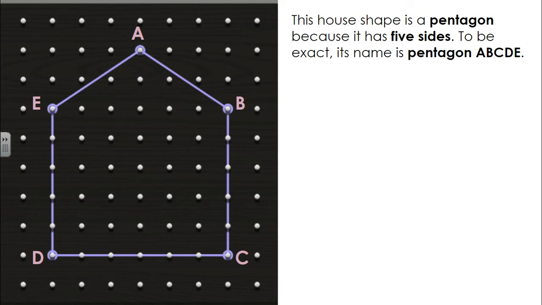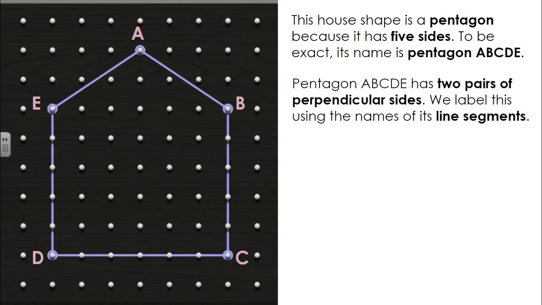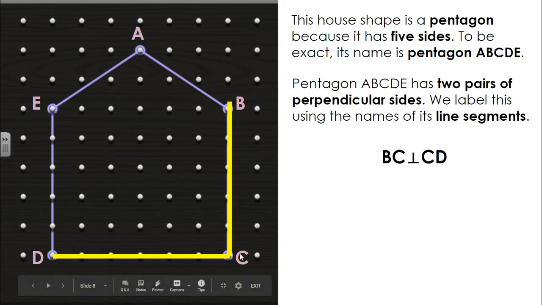So here I made a house shape on a geoboard. And this is a pentagon. It has 5 sides. And to be exact, we can call this pentagon ABCDE. And pentagon ABCDE has 2 pairs of perpendicular sides. And we label it because of its line segments. So when we look at those perpendicular sides, here's the first one. You can see that BC, this line segment here, this is perpendicular to CD, right? They meet at that 90-degree angle.